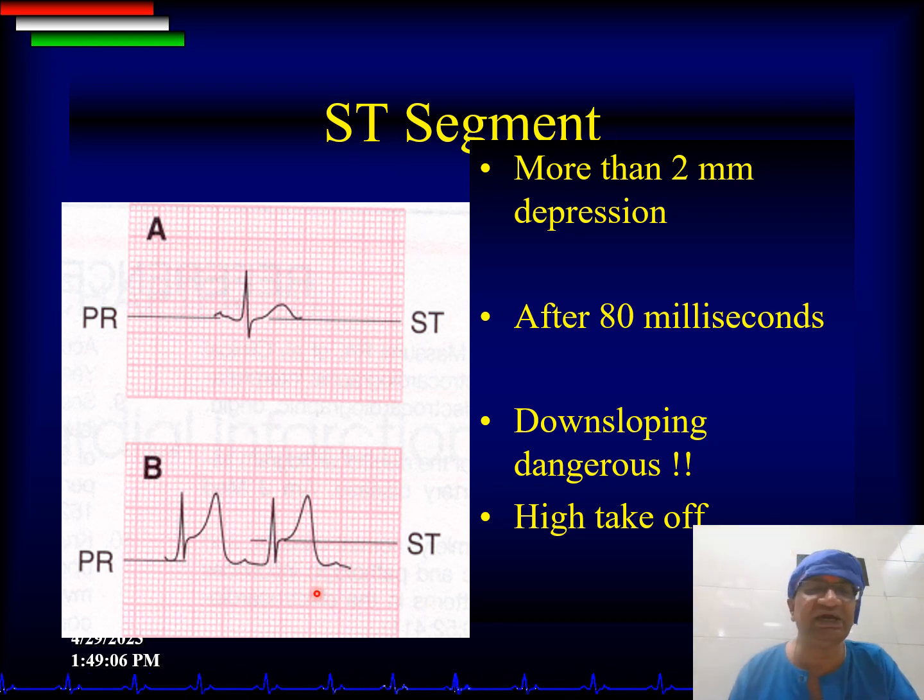ST segment depression of more than 2 millimeters, and downsloping ST after 80 milliseconds, is dangerous. But if there is a high takeoff like this, slightly upsloping, then it is more likely to be benign.